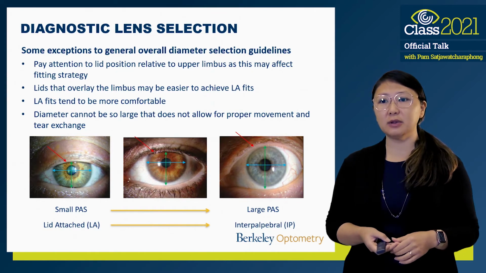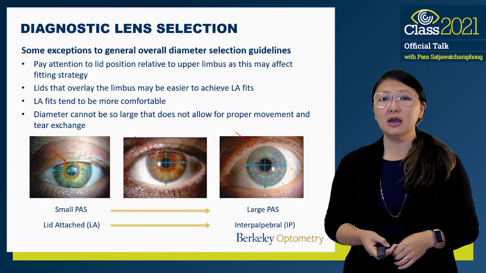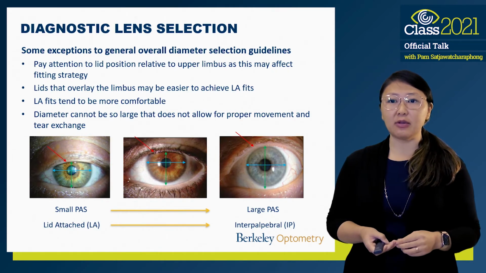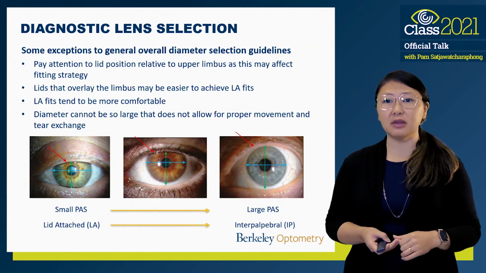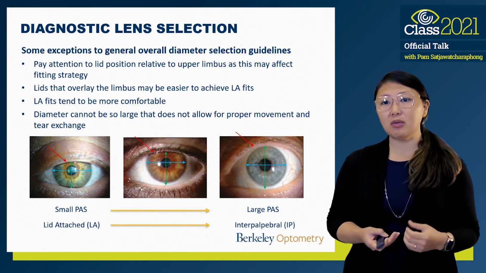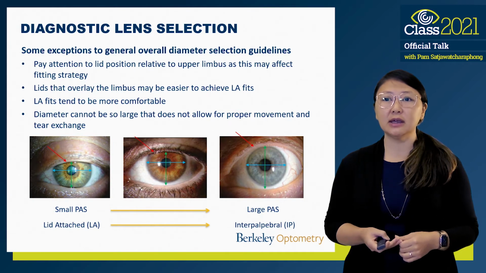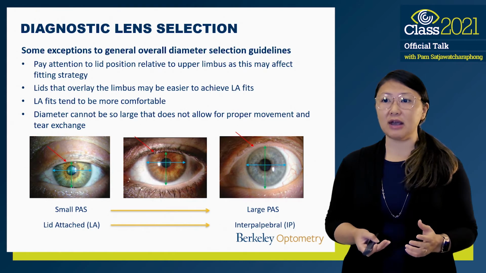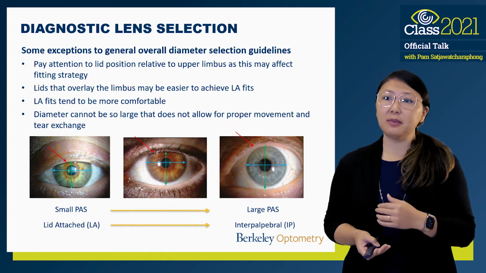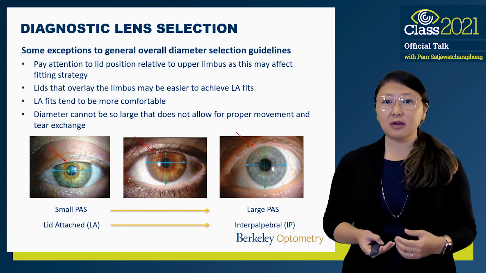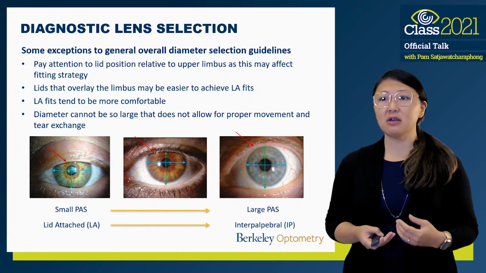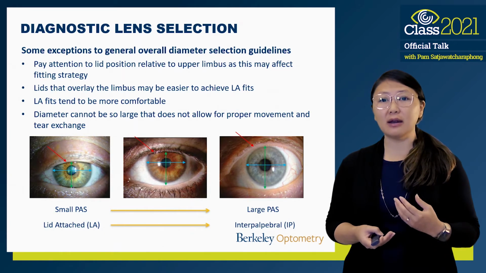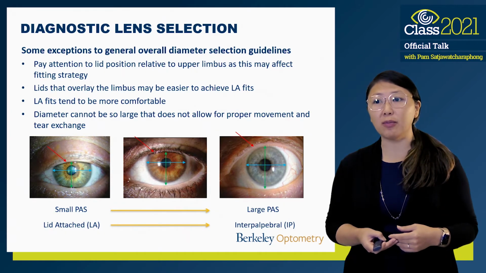If you look at the images below, again, of our 3 different eyes, you can see that the image on the left has a smaller palpebral aperture size and the lid overlies the limbus. And this may be able to achieve a lid attach fit much more readily than the image on the right, where you see a very large palpebral aperture size and the upper lid actually is above the limbus. You can imagine that if we try to fit a lid attached fit on that eye, the lens may be fairly decentered. It would not necessarily have the optics nicely over the pupil.